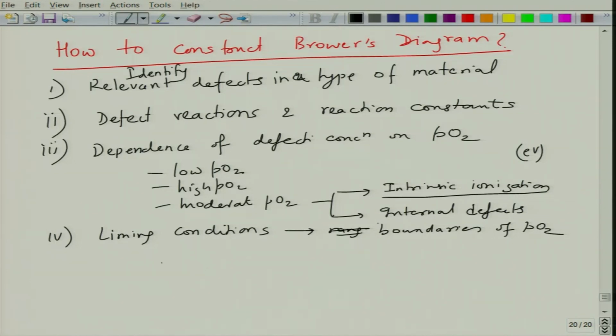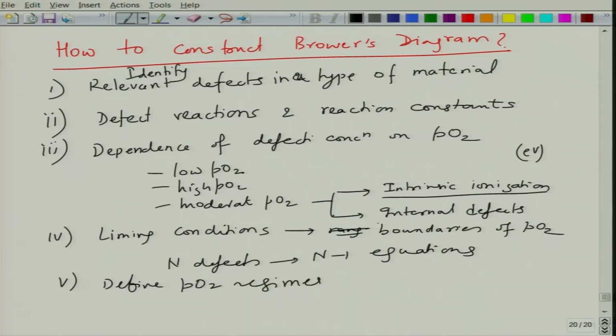So, basically if you have n defects, you will have n minus 1 equations in the system. Okay. And so, you define these PO2 regimes, and then you use your logic to draw the concentrations, making sure they are continuous, that they do not become discontinuous as you switch from one region to another.